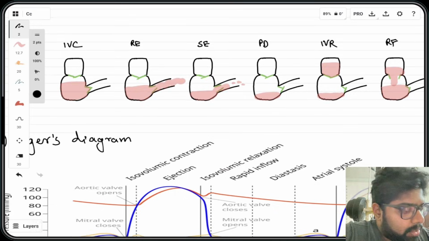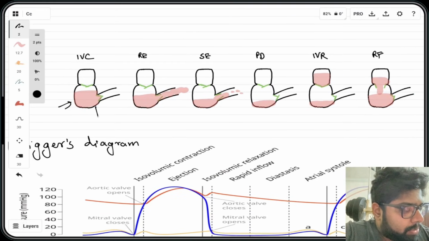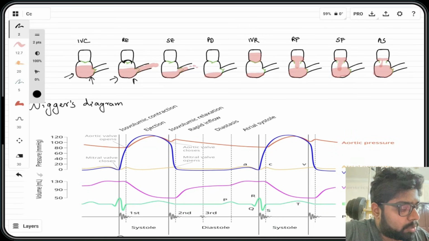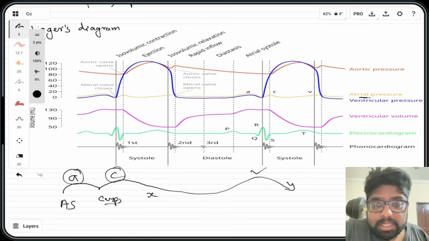So as you can see here, when the ventricle is contracting, this will push the valve into the atria. So that bulge of the cusp into the atrial cavity will result in a momentary increase in the pressure inside the atria, resulting in the origin of C wave.